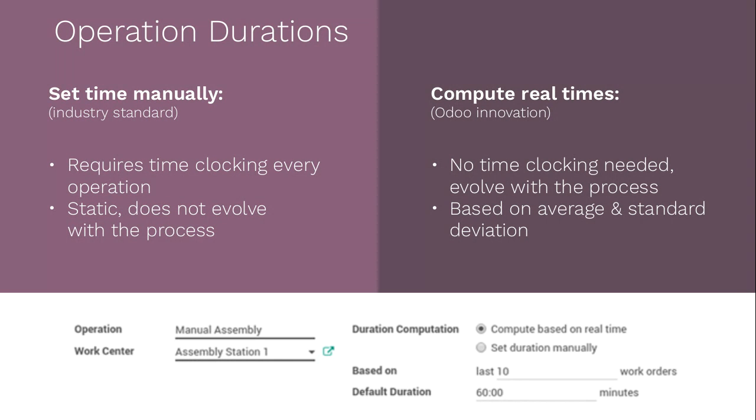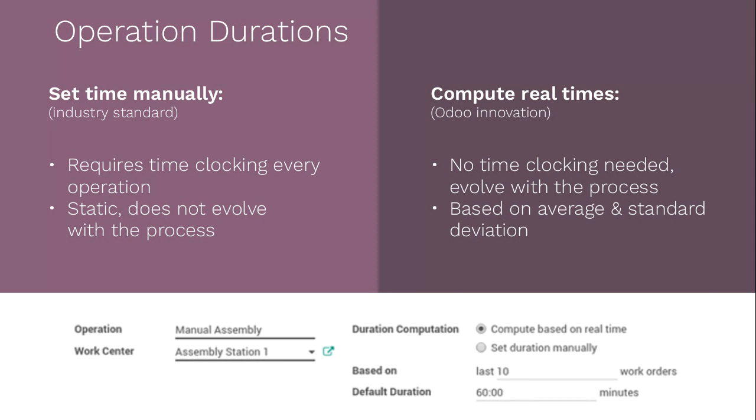And after they register on the routing, and of course the routings change every time, so the times are never good. So it's a waste of time, and it's never accurate for your forecast. That's one thing. But some companies need that, so we support that. But the way we do it in Odoo is way more innovative.